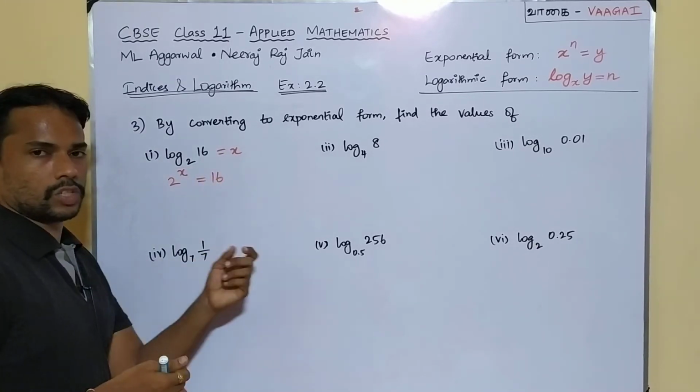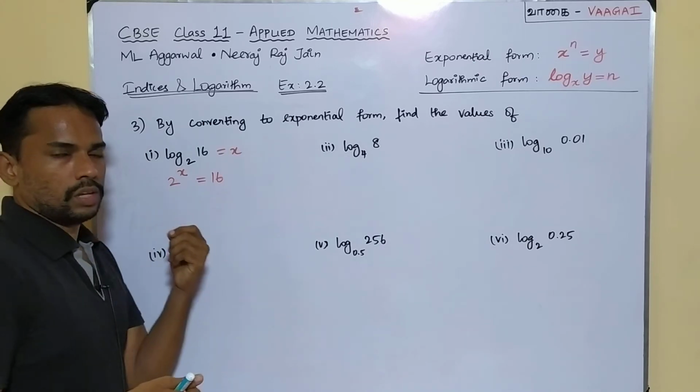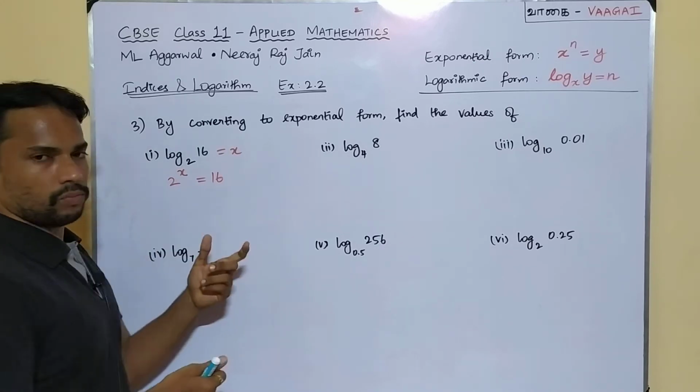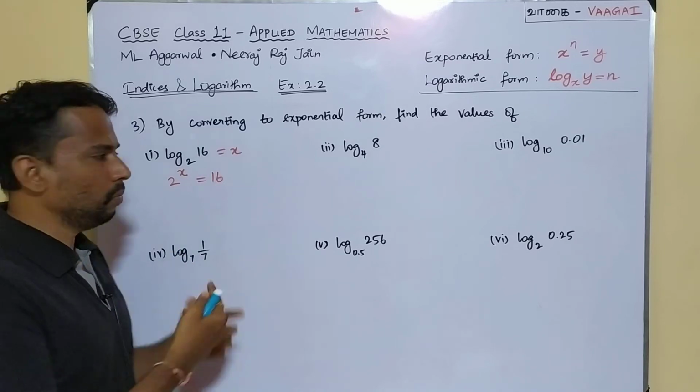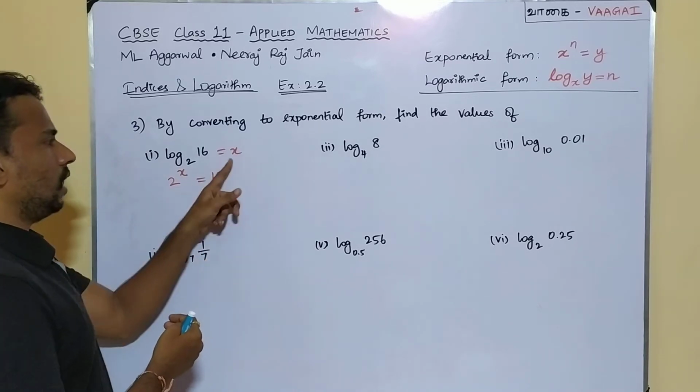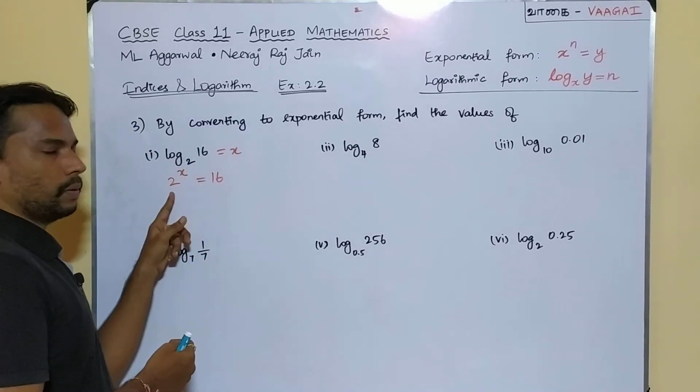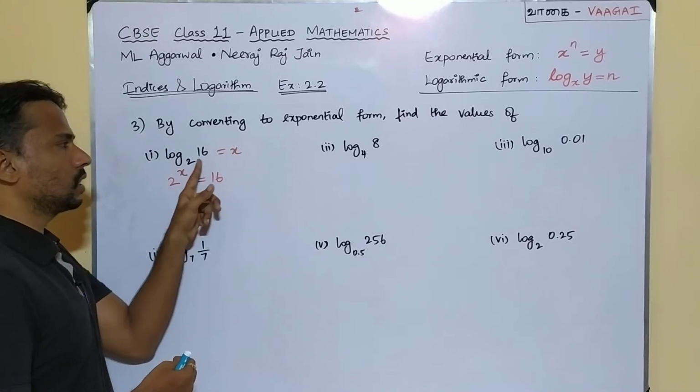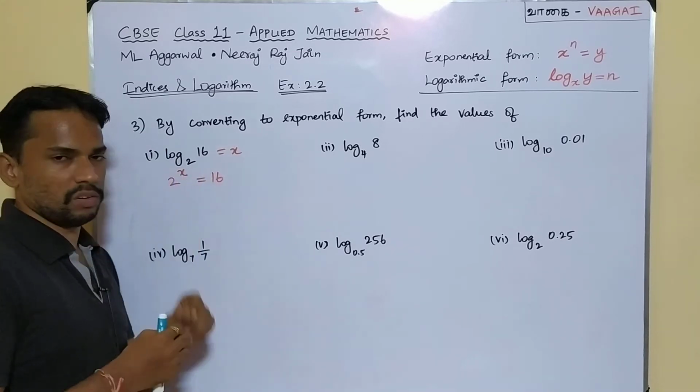Yes, because just now we did the previous questions, the same thing, right? We have a logarithm form, and we try to write it as an exponential form. This is how we tried. So the base will come here, the power will come here, 2 power x, which will be equal to this value, 16.